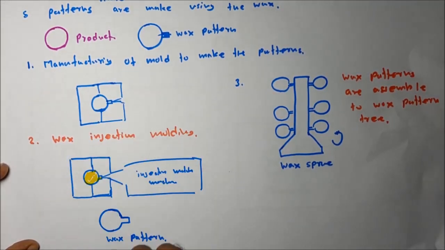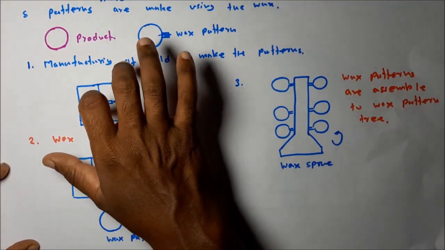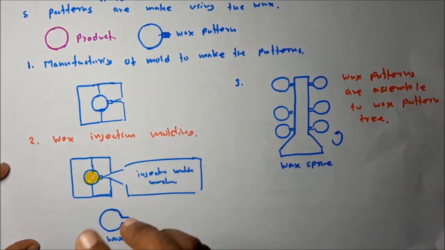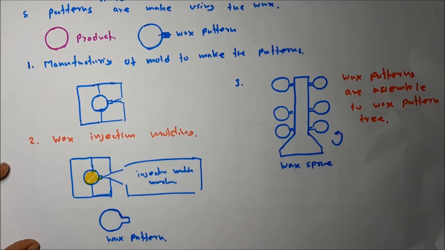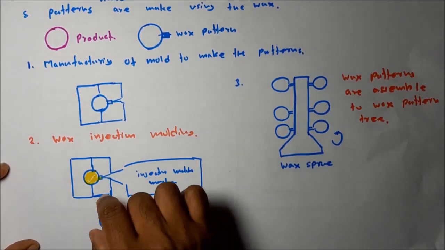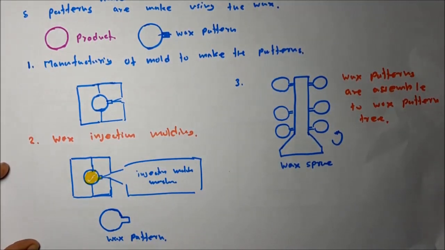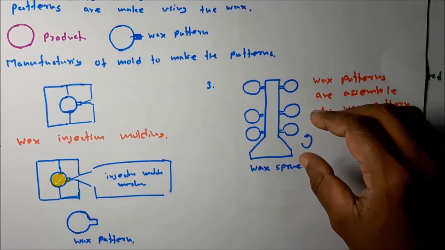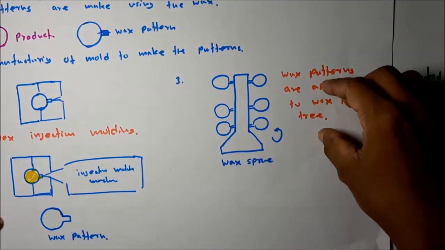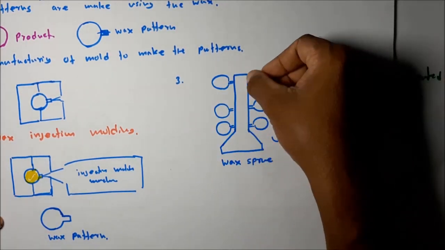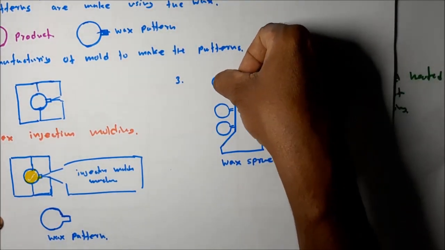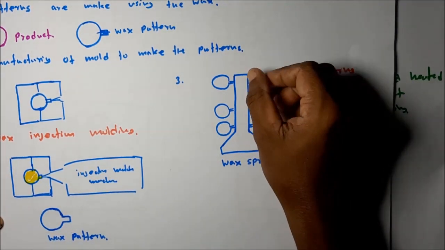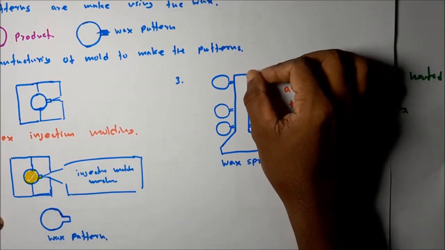So then this is the mold. Step 2, wax injection molding. The wax injection molding process is used to make the wax patterns. Okay, then these are the wax patterns. Then these wax patterns are assembled onto a wax sprue like this, using a flame.